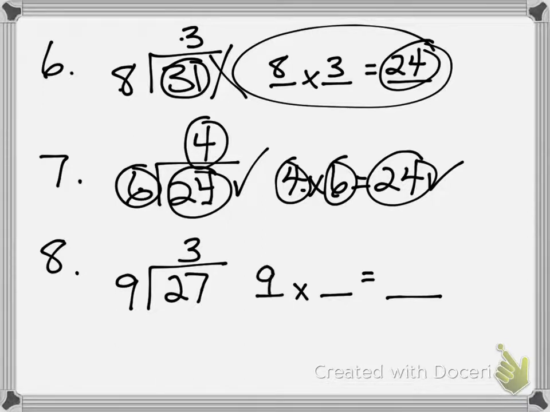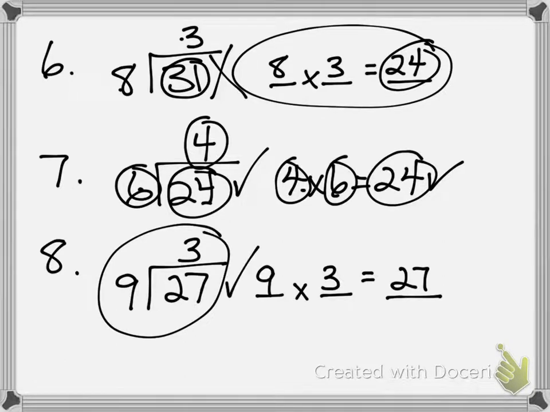Okay, 9 times 3. The answer to 9 times 3 is 27. So we know that this is true. Okay. So that was just a little review of the question that we did the other day.